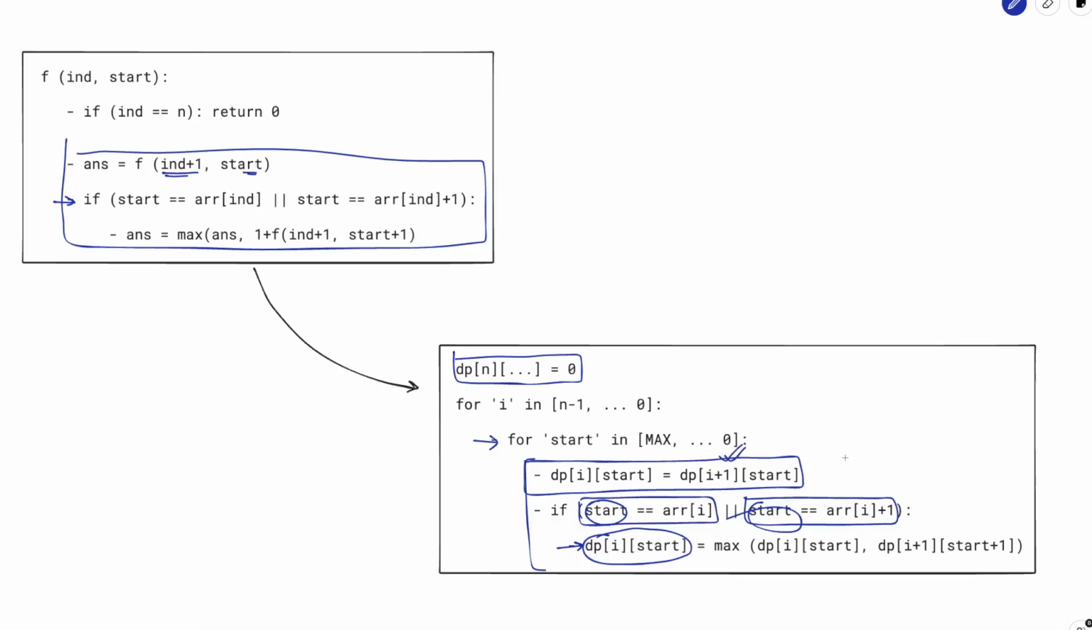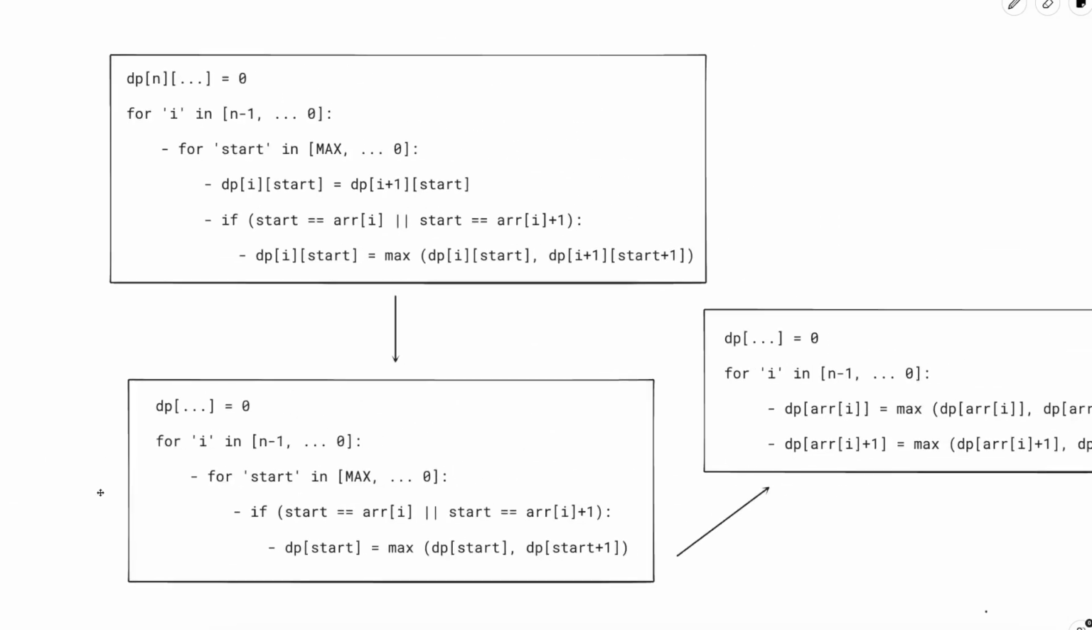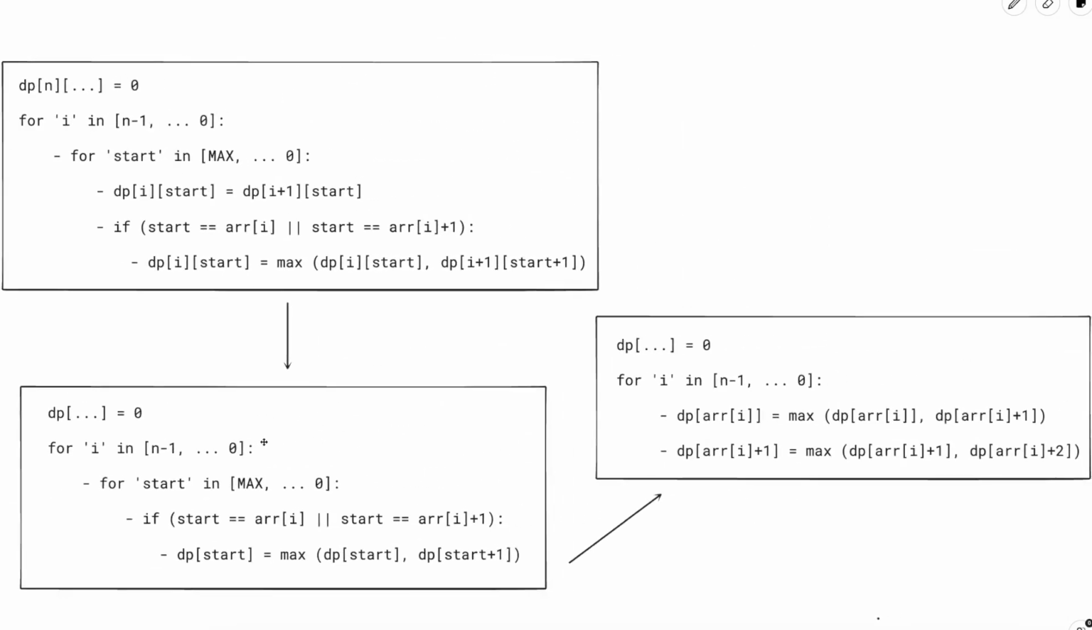Okay, so notice we are only changing the value in two conditions, when start is array I or when start is array I plus 1. So why iterate over all the start again? Can't you optimize this? Again, time to pause and think. So let's look at the final conversions.